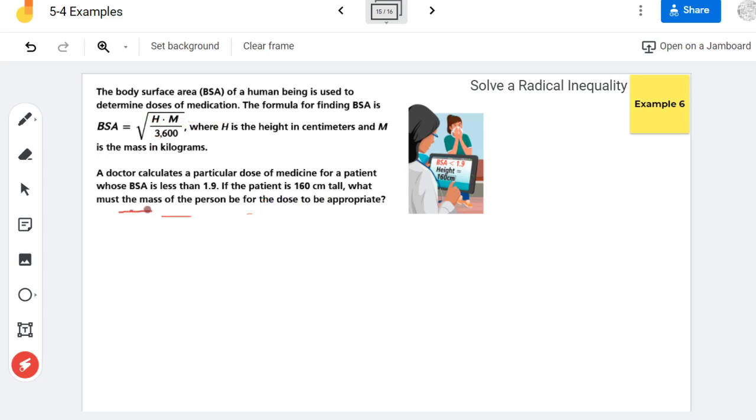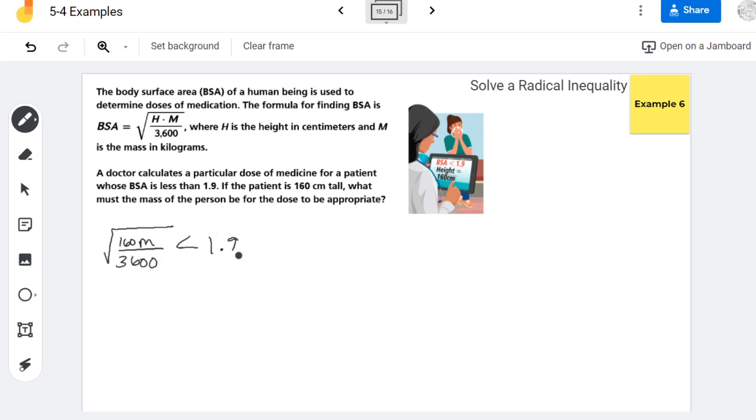So here we're trying to figure out what mass is, which is almost equivalent to weight. We're trying to figure out what weight the person has to be for this medicine to not become an overdosage or an underdosage. So this square root of HM over 3600, that is their BSA, right? We know that their height is 160 centimeters, and we don't know what their mass is, so we're going to call that M. And it says that their BSA is less than 1.9.